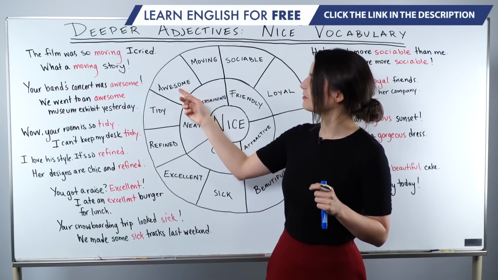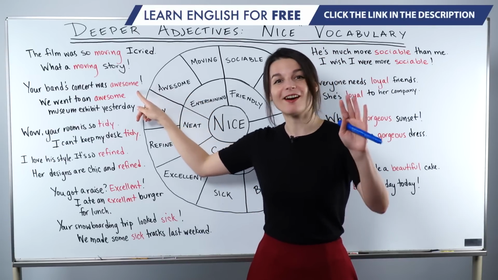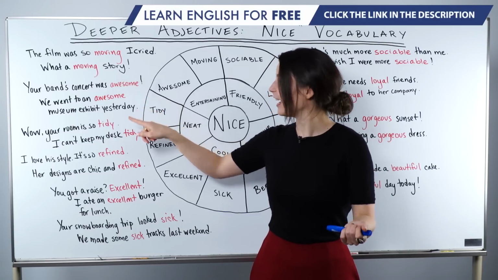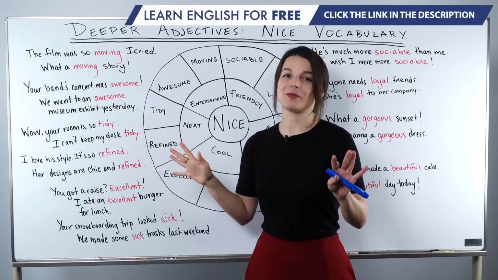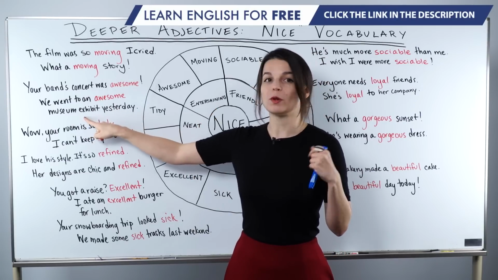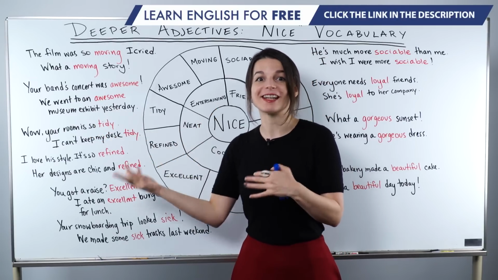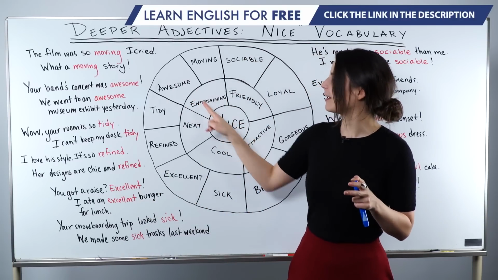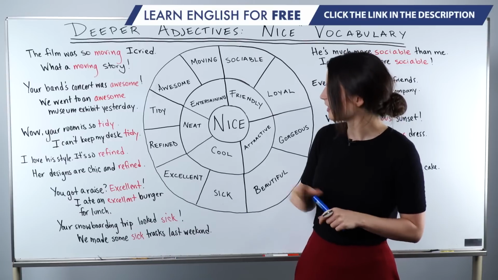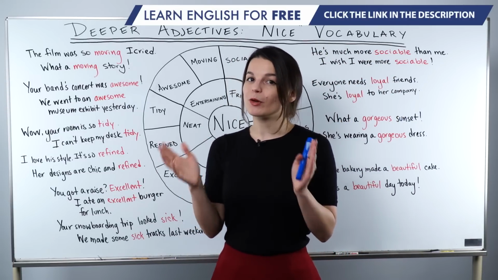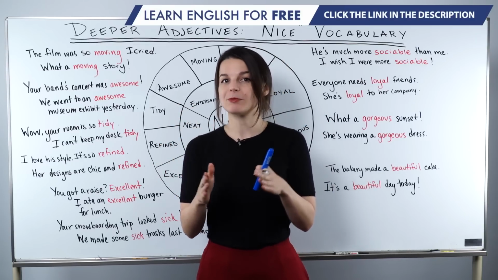On the other hand, awesome. Your band's concert was awesome. So that means really great, really cool, really entertaining. And we went to an awesome museum exhibit yesterday. So in this case, the museum exhibit was entertaining, or we found something really exciting or entertaining at the museum. So awesome can have this meaning of entertaining. All right, so those are some vocabulary words that you can use to express nice a little bit more specifically.